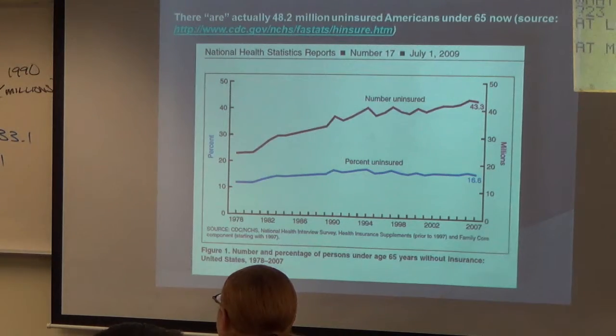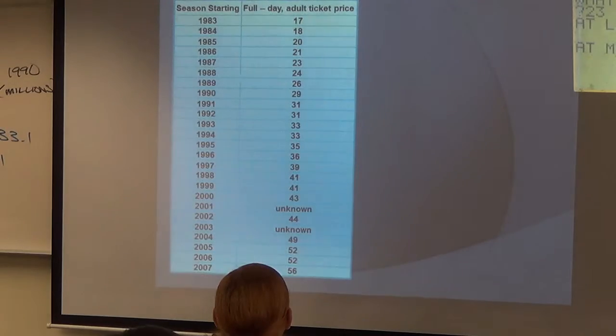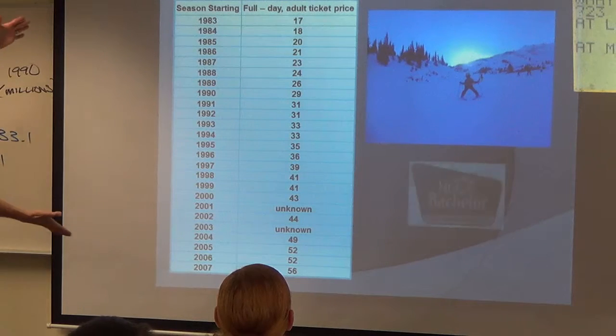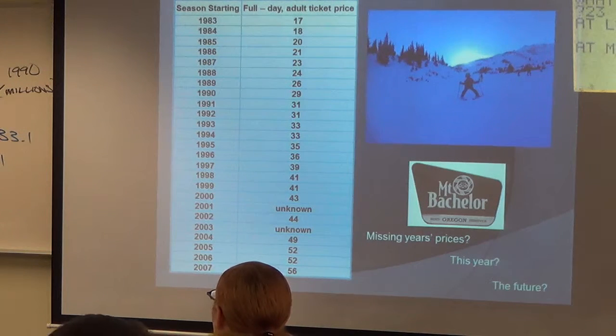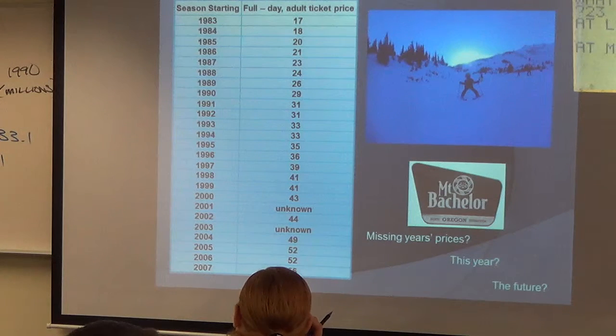Now, some of you still might not care about uninsured people in the United States. That's totally fine. Some of you might care about this instead. This is as much data as I could find. Mount Bachelor's full-day adult ticket price. It's over 70 now. Let's see if what the price is now is fair based on historical trends. Here's what I want you guys to do.